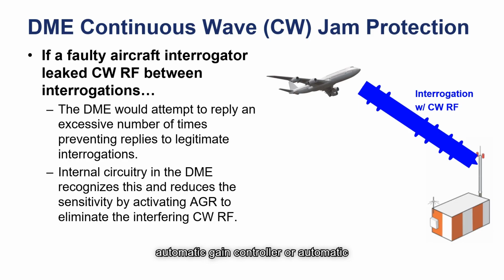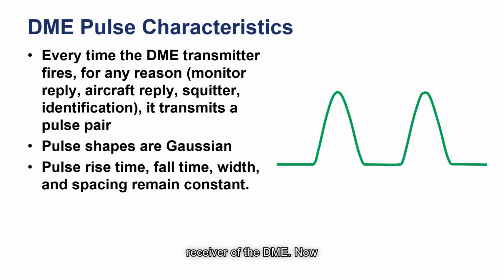An automatic gain controller, or automatic gain reduction circuit, in the ground-based DME system will determine the continuous wave RF level and automatically adjust to compensate. And in a sense, this will desensitize the receiver of the DME. Now moving on to the DME pulse characteristics.